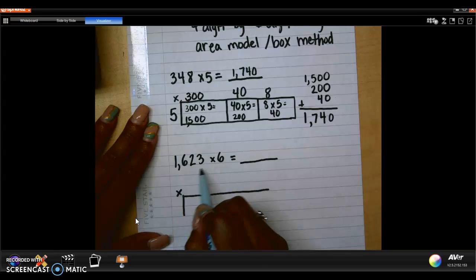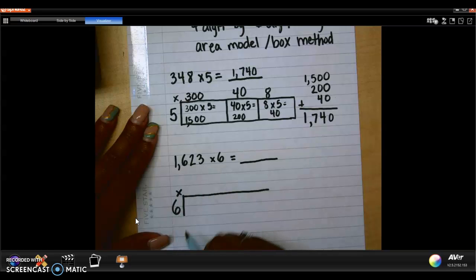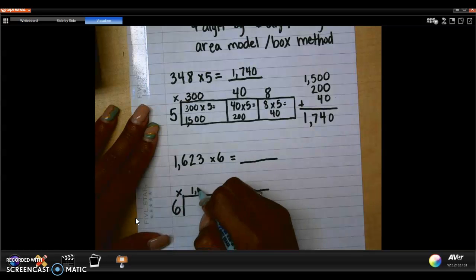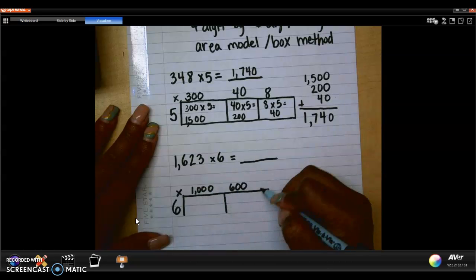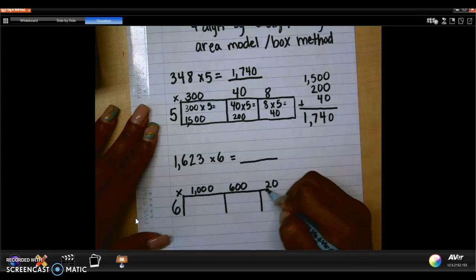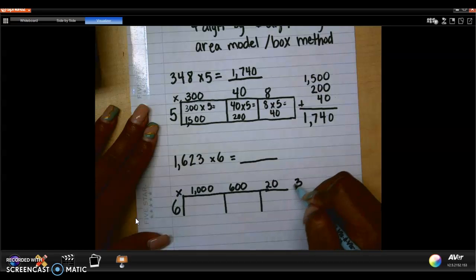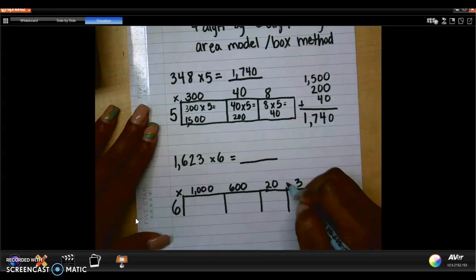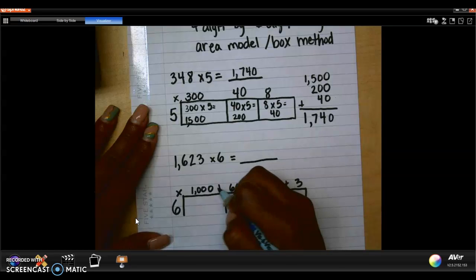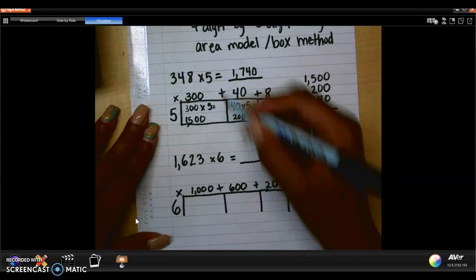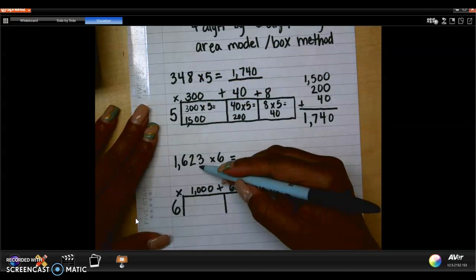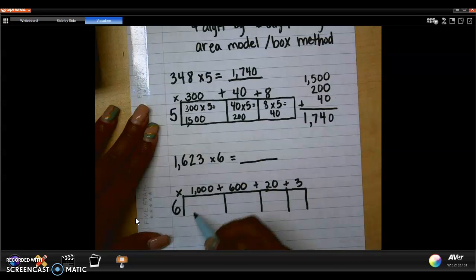Now, since I'm multiplying this large number by 6, I'm going to put the 6 over here. I'm going to put 1,600, the 20, and the 3. I forgot to add my plus signs earlier, sorry. Because this adds up to this number, and this adds up to here, okay?